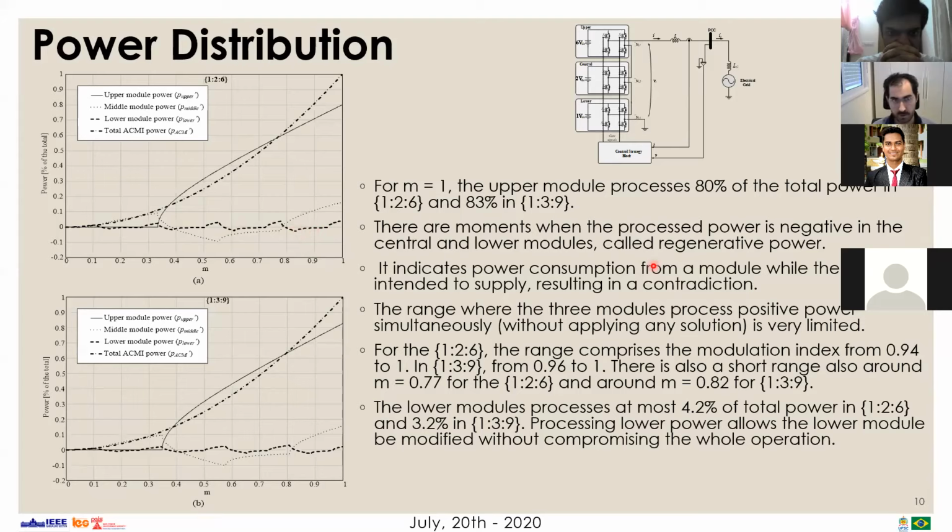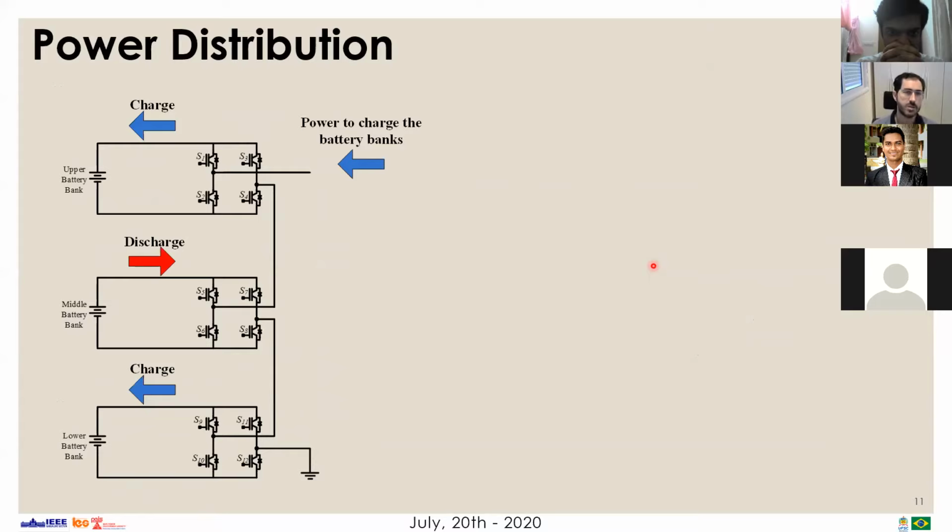Let's try to understand a little bit more about this power distribution and why there is a contradiction when you are injecting power and one module is consuming power. Suppose now that we are using batteries in the DC sources. So we have here an upper battery bank, the central battery bank, and the lower battery bank. And then you decide to charge the batteries. Then you set a reference to charge the batteries. Depending on, of course, the modulation index, this battery bank is being charged while this is discharging.